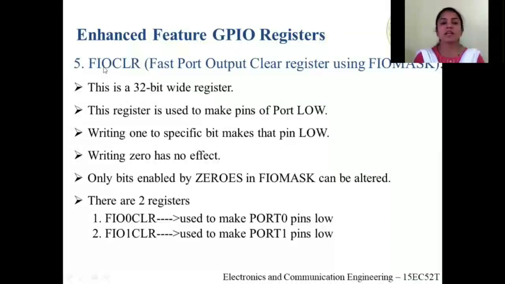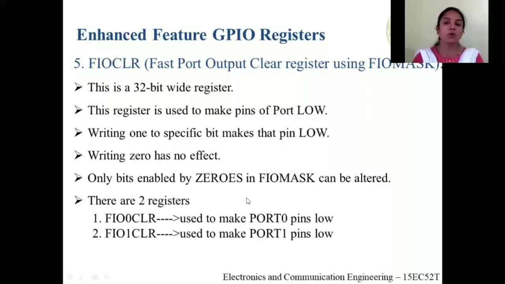And the last one is the FIO clear. This is used to set value low on the port pins. Again, for FIO clear also, before using the FIO clear register, you have to configure value 0 on port pins by using the FIO mask register. So this is again a 32-bit register used to make the port pin values low. Writing 1 to a specific bit makes that pin value low. Writing 0 has no effect. Again, only bits enabled by zeros in FIO mask can be altered.